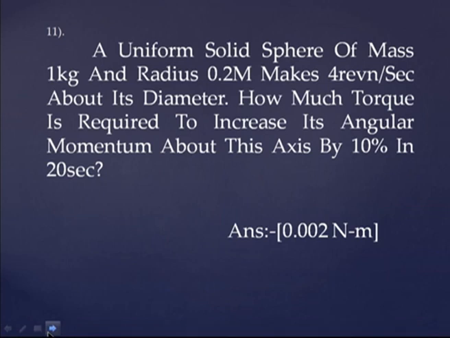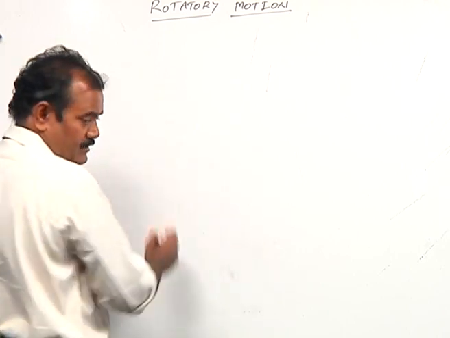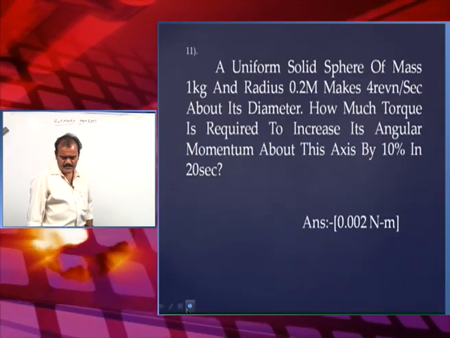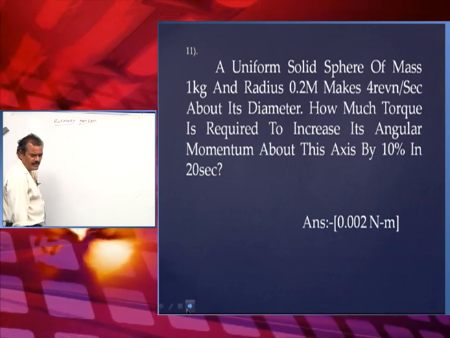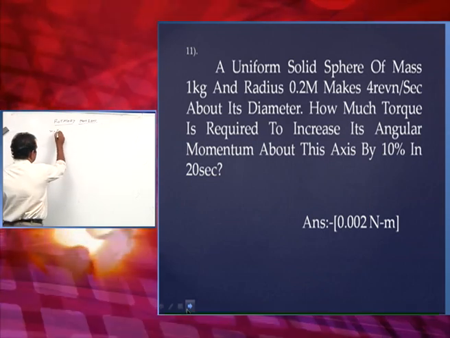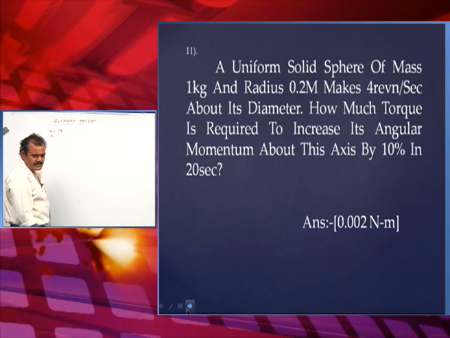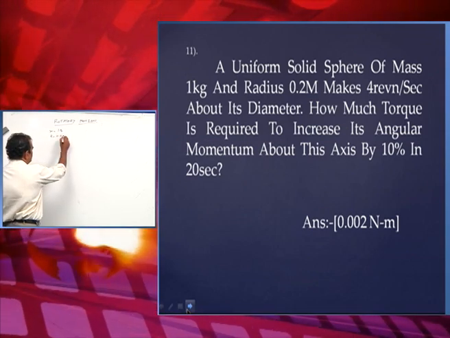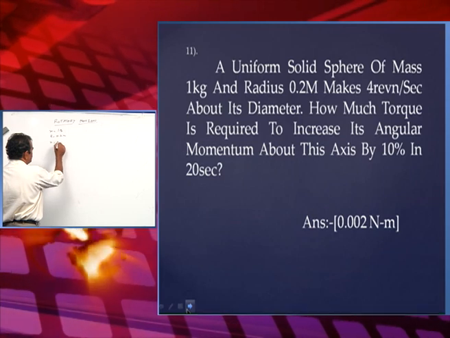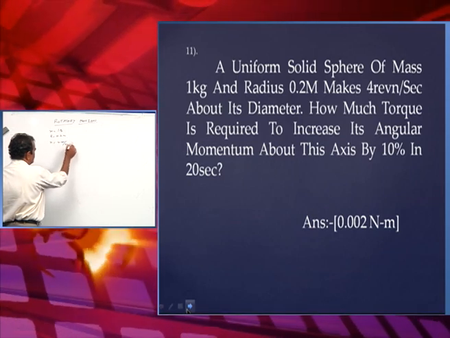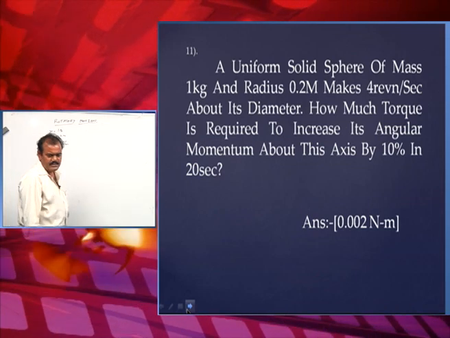So how much torque is required to increase its angular momentum about this axis by 10% in 20 seconds? By 10% in 20 seconds is a slightly different problem. Here we have a uniform solid sphere of mass 1 kg and radius 0.2 meters, and n is equal to 4 revolutions per second. That is the frequency, and it rotates about its diameter.